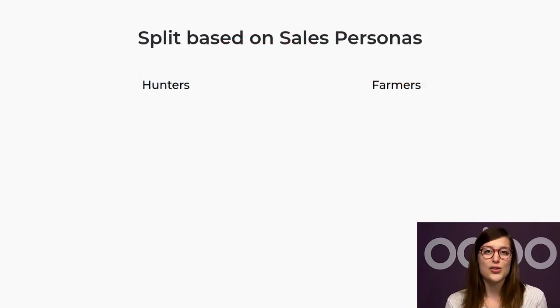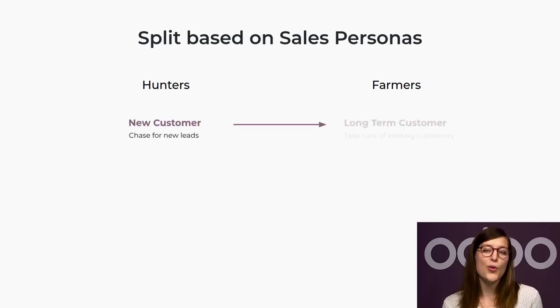For recurring sales, you could also split the salespeople according to their sales personas between hunters and farmers, which are 2 different sales profiles with different sets of skills. Hunters are always looking for new leads and in charge of acquiring new customers, while farmers focus on building long-term relationships with the existing customers.